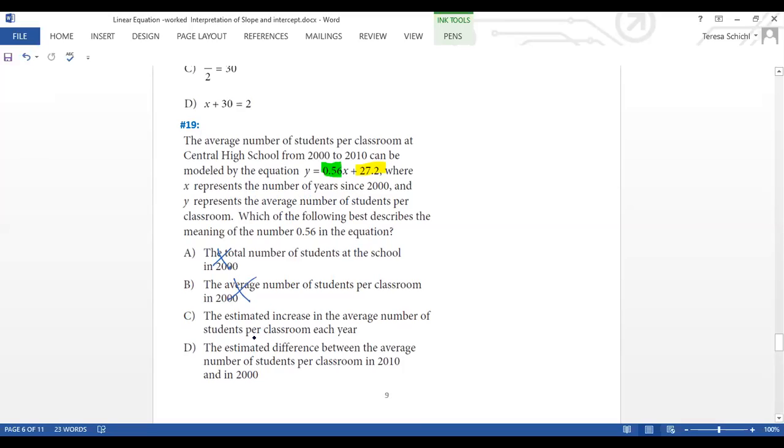Okay, so let's take a look. The C here, the estimated increase in the average number of students per class each year. Oh yeah, because this is a positive slope, right? So when the year increases, then y increases. So it will be C here. Let's take a look at why D is not right. They said the estimated difference between the average number of students per class. No, it's not the difference, right? So this is not right.